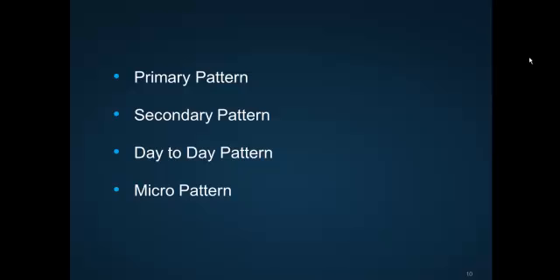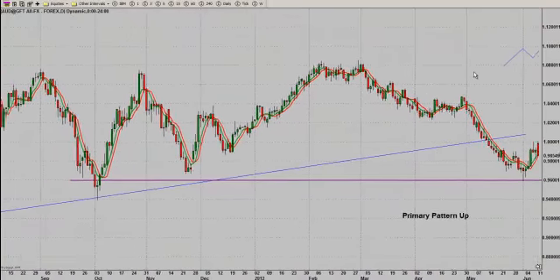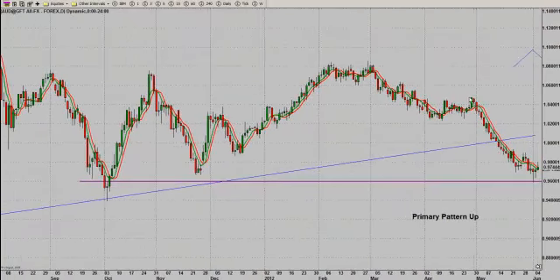And we work with these, we teach these extensively at Trading University. So the day-to-day pattern, let's take a look at it here. Let's say we're right here, and how would we define that? Well, the primary pattern is still up, but let's take a look at that day-to-day pattern. Day-to-day pattern, which we're going to call 1 week to 1 month, very definitely down, right? So 1 week to 1 month is down. So your day-to-day pattern is down at that point.